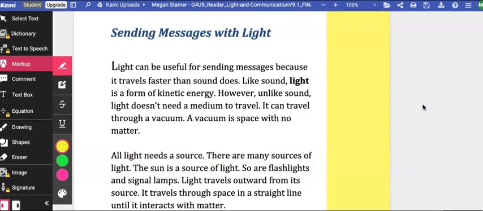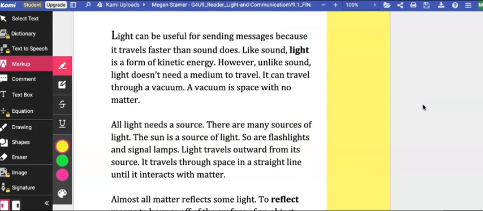Sending messages with light. Light can be useful for sending messages because it travels faster than sound does. Like sound, light is a form of kinetic energy. However, unlike sound, light doesn't need a medium to travel. It can travel through a vacuum. A vacuum is a space with no matter.